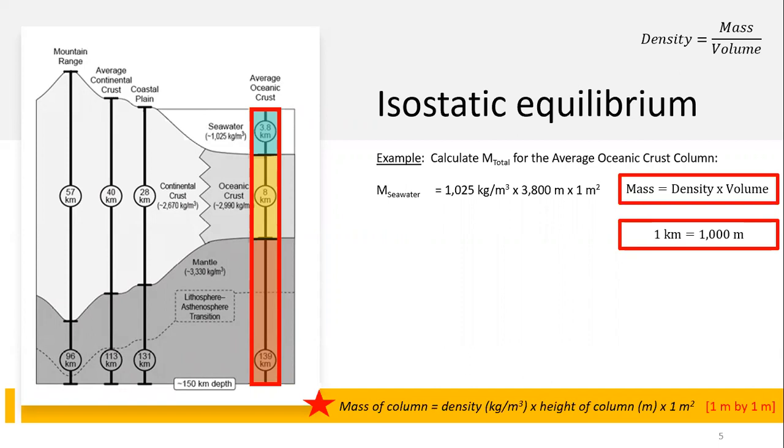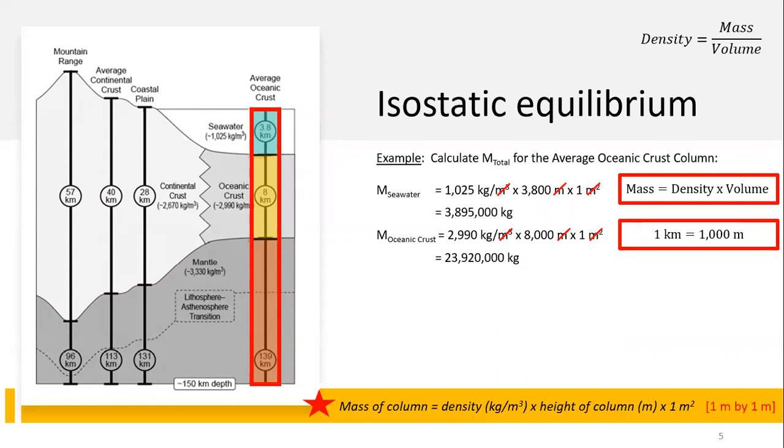of the seawater is the product of approximately 1,025 kilograms per cubic meter times 3,800 meters times 1 meter squared. When we cross-cancel units, we end up with the seawater mass of 3,895,000 kilograms.